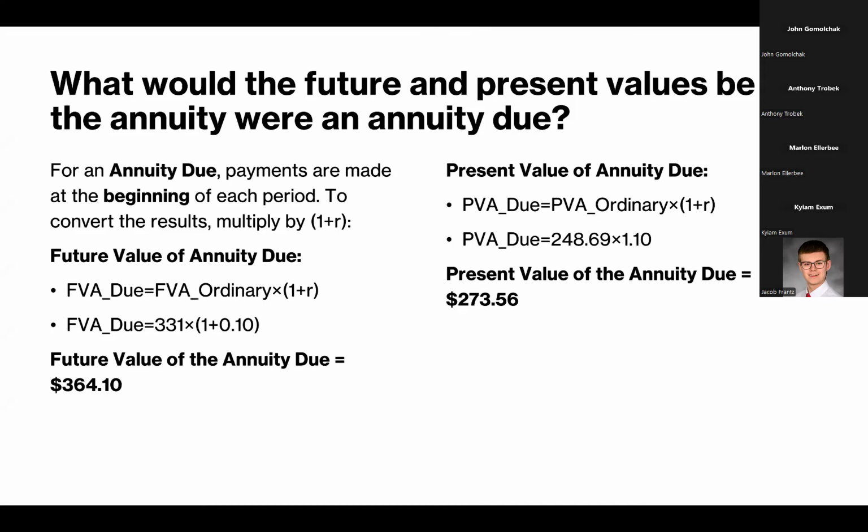And then you do the same thing for present value of annuity due. I just use the value that I found on the previous slide and multiplied it by 1.1. So I got the present value of the annuity due to be approximately $273.56.